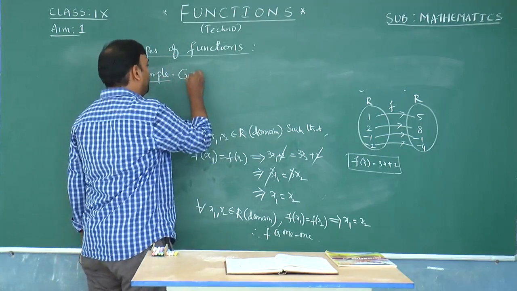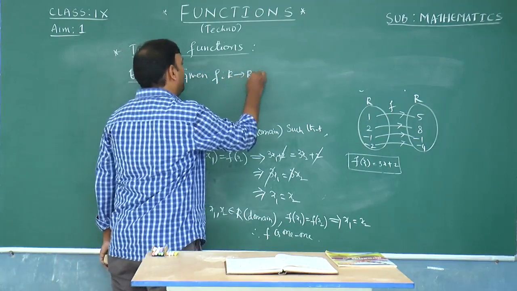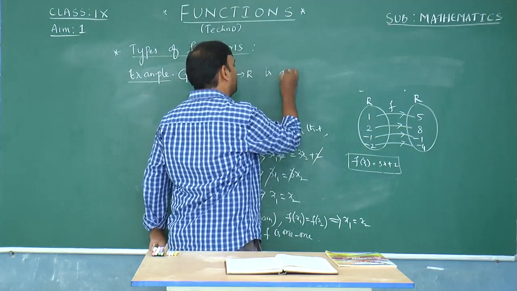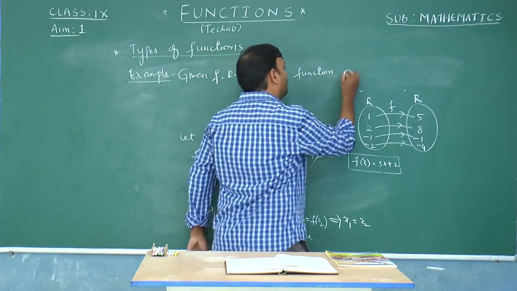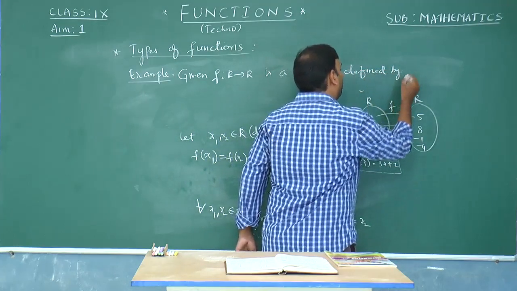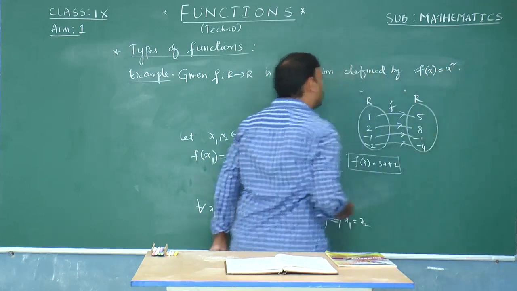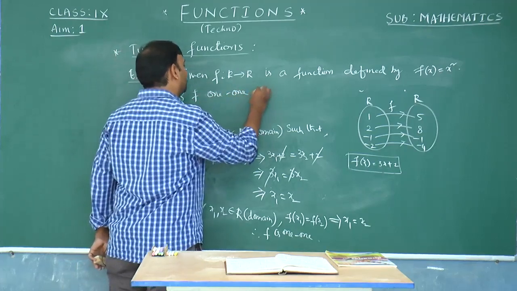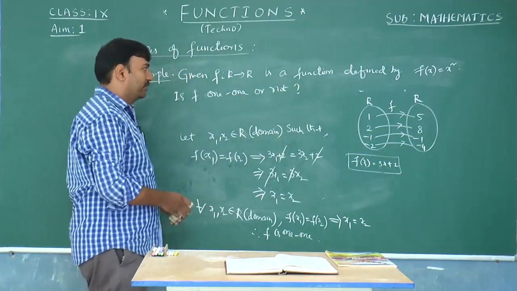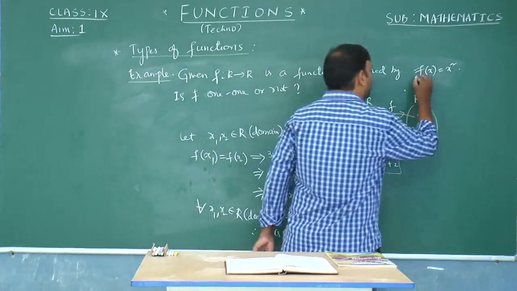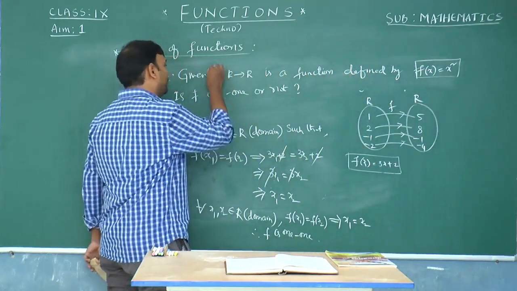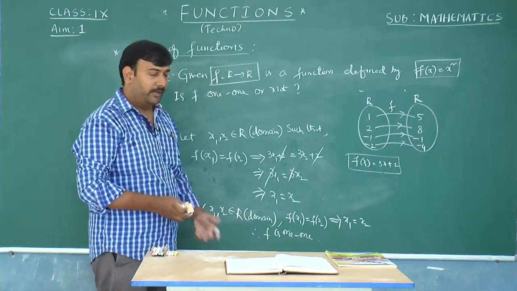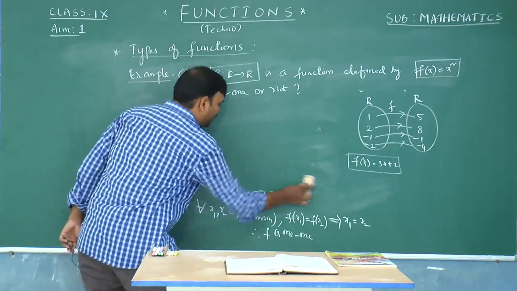Say, given f maps R to R, a function defined by f of x is equal to x square. Now they'll ask you, is f a one-to-one function? So it is a similar kind of question as before, but the function rule is changed to f of x equal to x square. The domain and codomain are also given to us. f is a function from domain R to codomain R, and the rule is given as f of x equal to x square. Now here we are supposed to check whether this function is going to be a one-to-one function.